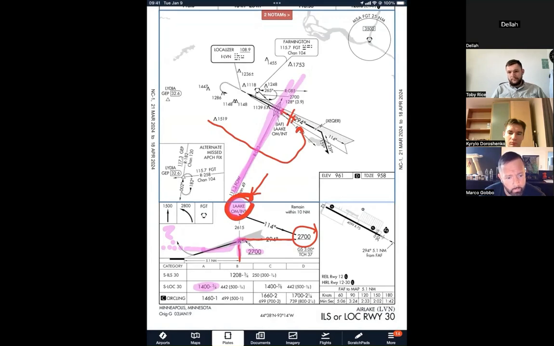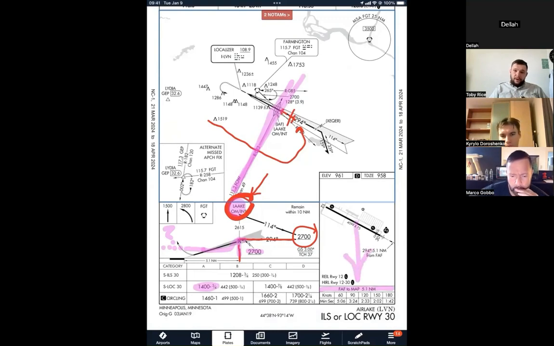Either your minimums or your timer from the final approach fix to the missed approach point. I'm sorry, say that again. You're going 90 knots, in 3 minutes. Go ahead. So from your final approach fix to your missed approach point, if you're going at 90 knots, in 3 minutes and 24 seconds, that's your missed approach point. Or you can look at your minimums.